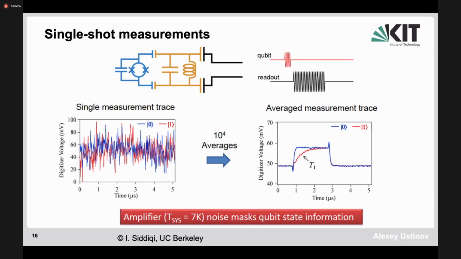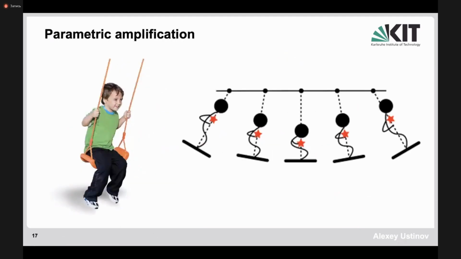In this particular example, the system noise temperature was of the order of 7 Kelvin, and you see that after only 1 microsecond, it is very difficult to distinguish state 0 and state 1. Now, what helps here a lot is the phenomenon called parametric amplification. And you know this very well from daily experience.